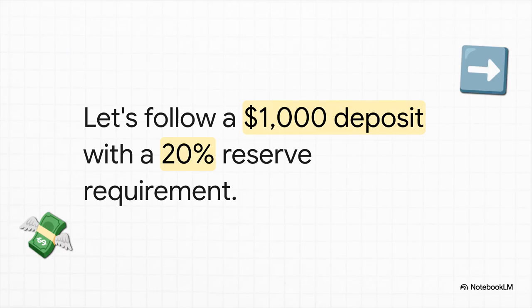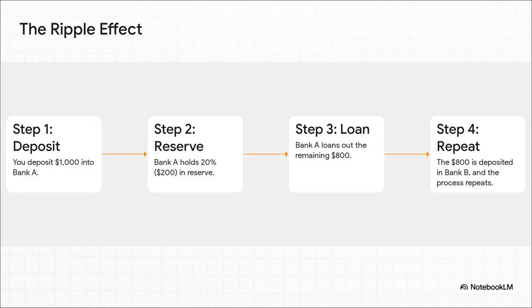So to really make this stick, let's follow the journey of a single $1,000 bill. And for our example, let's just say the government requires all banks to keep 20% of their deposits locked away in reserve. All right, here's how it goes. You deposit your $1,000. The bank holds on to $200 and lends out the other $800. Now, the person who borrows that money goes and spends it, and whoever they pay deposits that $800 into another bank. And then that bank does the exact same thing all over again. It's this amazing chain reaction that literally acts as the engine for creating new money.